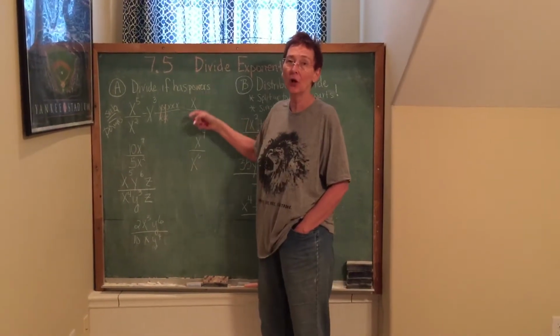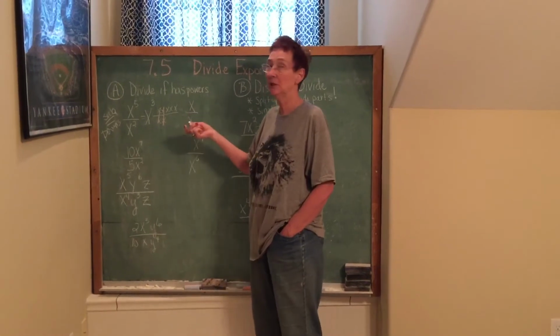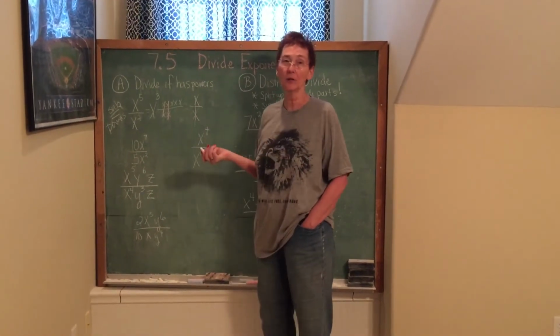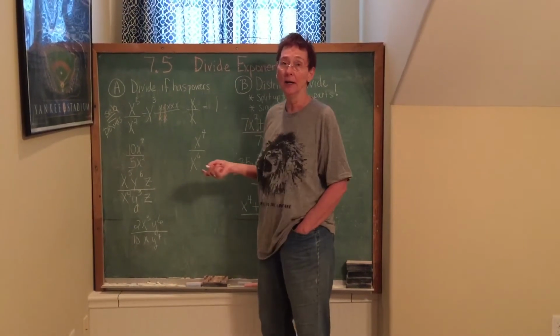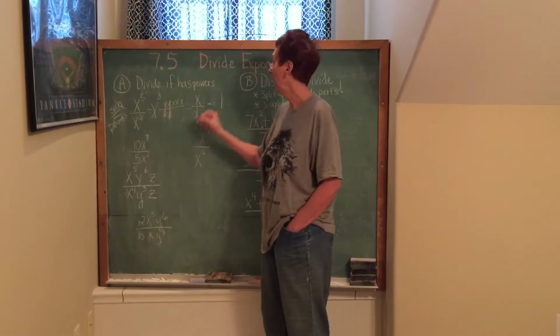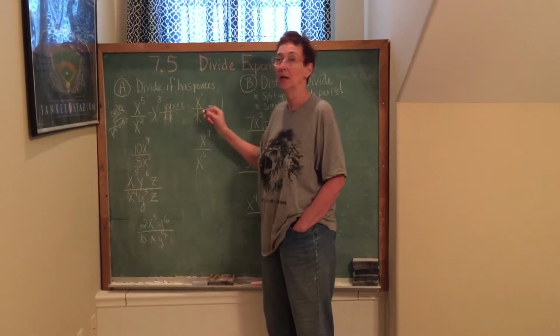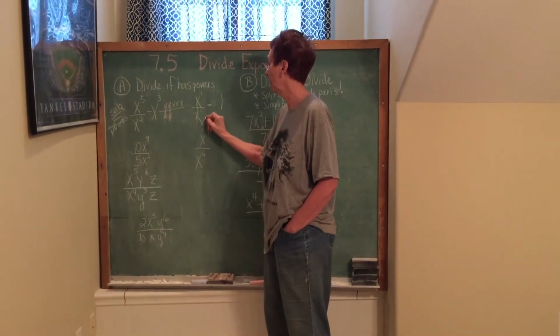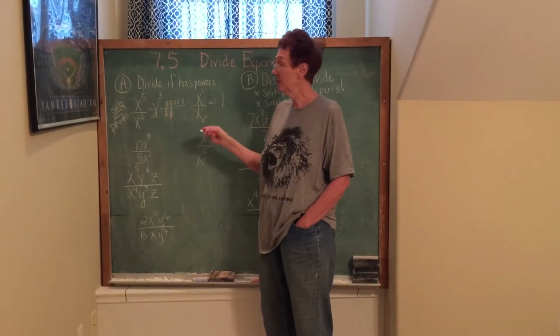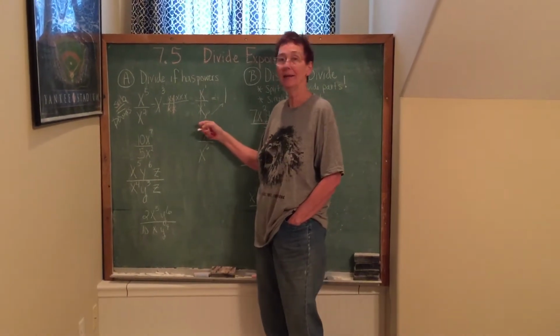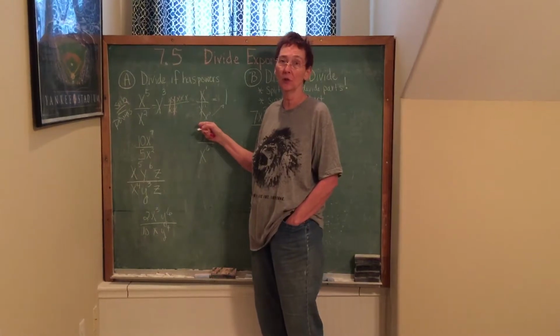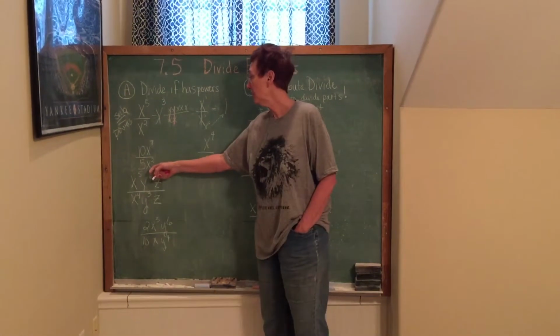If you have x on top of x, and you did it the old-fashioned way, this would cross out, and if everything crosses out, that leaves you with a 1. If you do it the shortcut way, you would have 1 minus 1, which would be x to the 0, and we said previously that anything to the 0 power is 1. That's the definition of what x to the 0 power is.